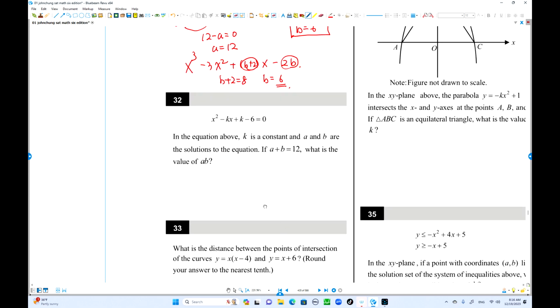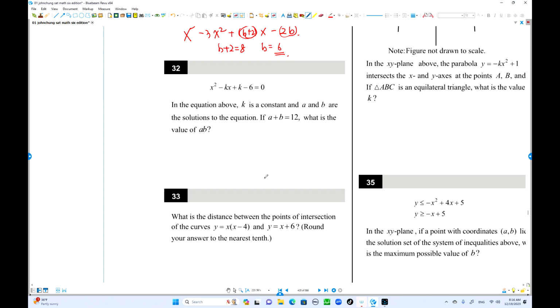All right, number 32. We have A and B as solutions, so A plus B is 12. A plus B is the sum of the roots. Sum of the solutions is what? Negative b over a, so negative negative k over 1. A plus B equals k, isn't it?